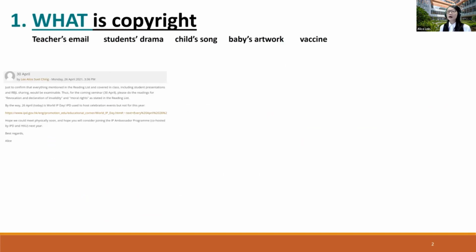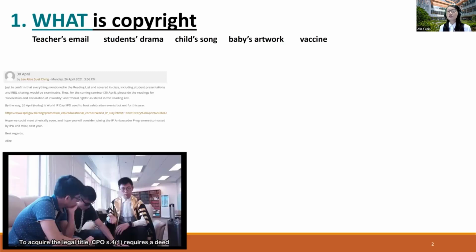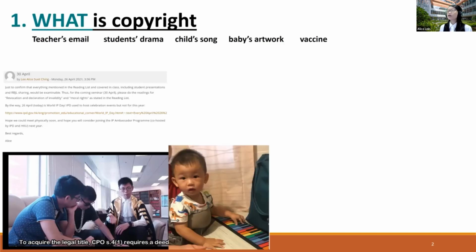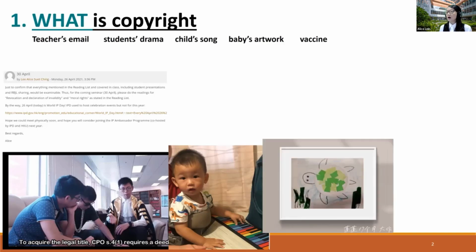Now, let me give you an icebreaking question. Let's say there are 5 items here. Let's see which one is the odd one out. First, a teacher's email, I wrote this. Second, a student's drama, a student's presentation. Number 3, a child's song, that means a child composed his own song. Number 4, a baby's artwork, that means it's just a 17-month-old baby, but he was able to produce his own artwork.